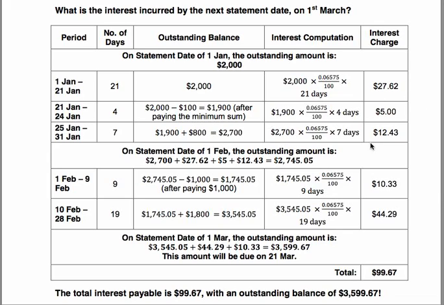If you total up all these interests, it works out to be $99.67. She thus has a total interest payable of $99.67 with an outstanding balance of $3,599.67. So the message to take home is that you can incur a lot of interest charges, and these charges are computed on a daily basis. The best thing is not to accumulate interest charges but to pay the outstanding amount in full.